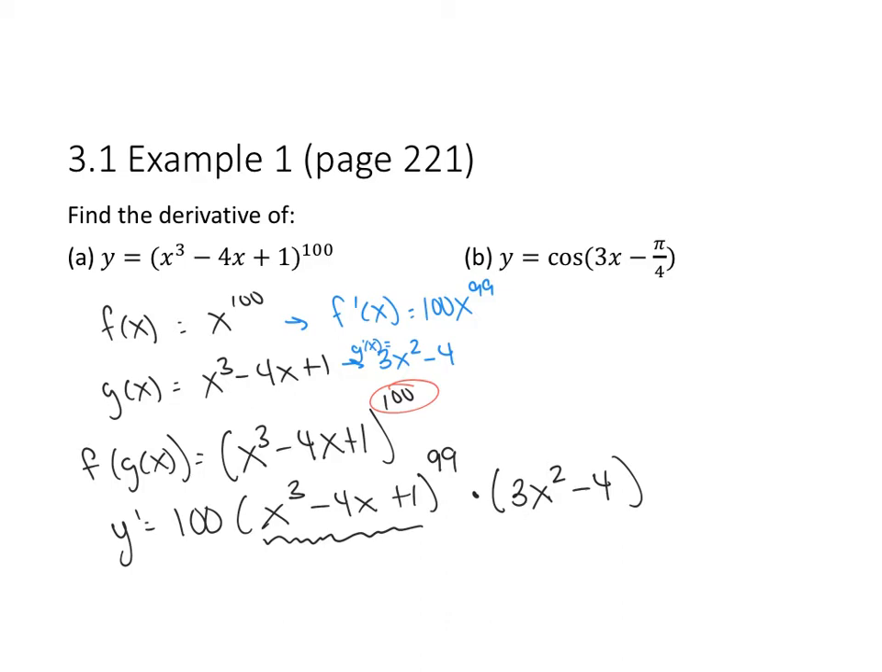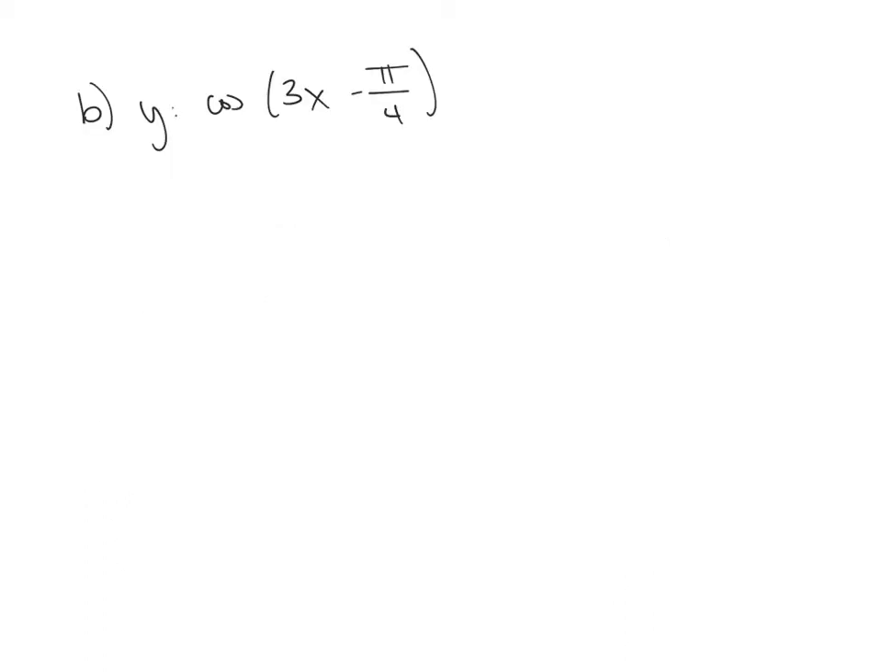Y equals cosine of 3x minus pi over 4. So take a second here, please, and see what do you think the parent function is? Who is the outside function? Who is the function that is on the outside that encompasses the baby? Hopefully you agree it's cosine. Cosine is my parent here.